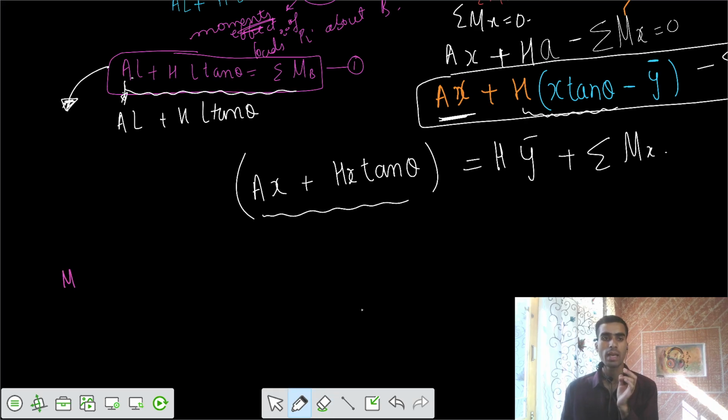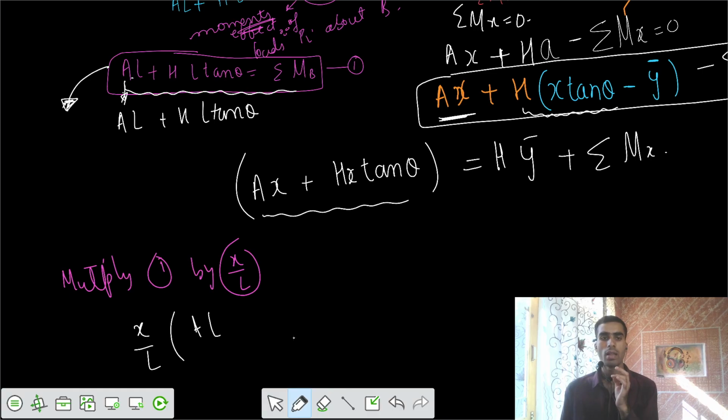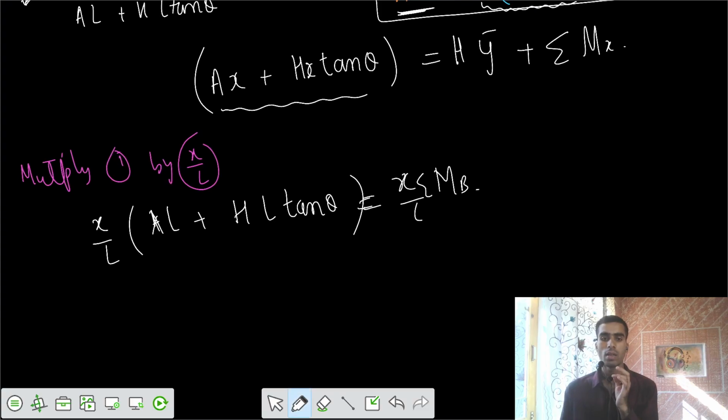So if I multiply equation 1 by x by l, if I multiply this factor on equation 1, I would get an equation that looks like that: x by l of al plus h times l tan theta equals x by l summation of moments about point B. So I got this equation.